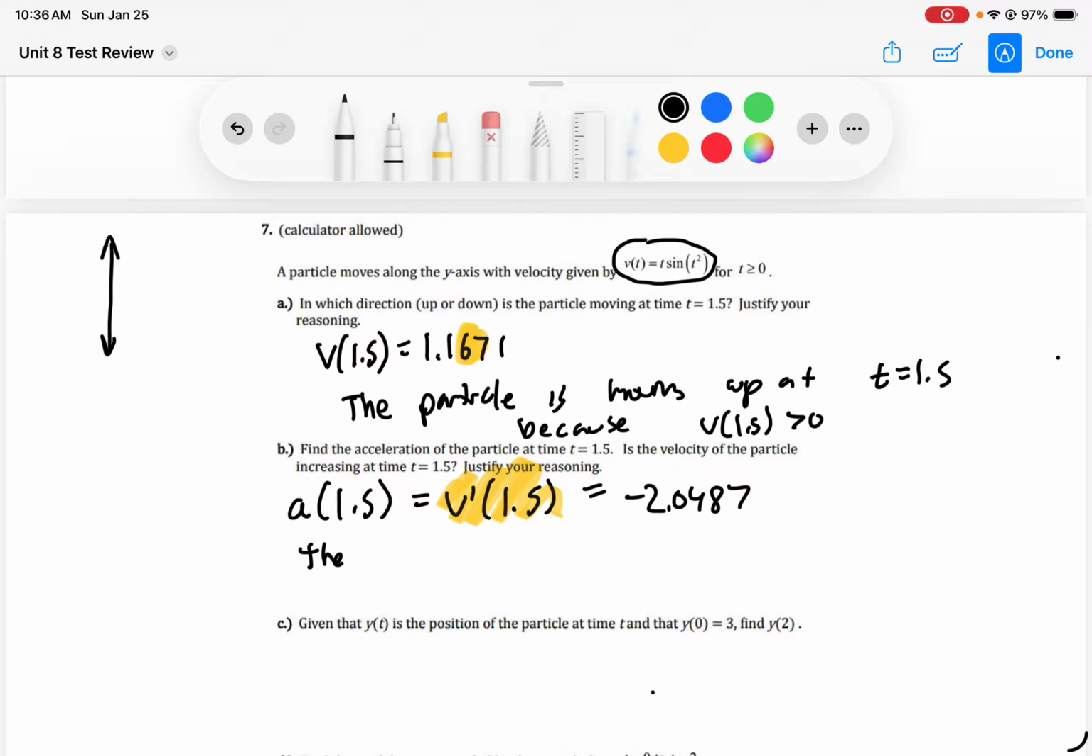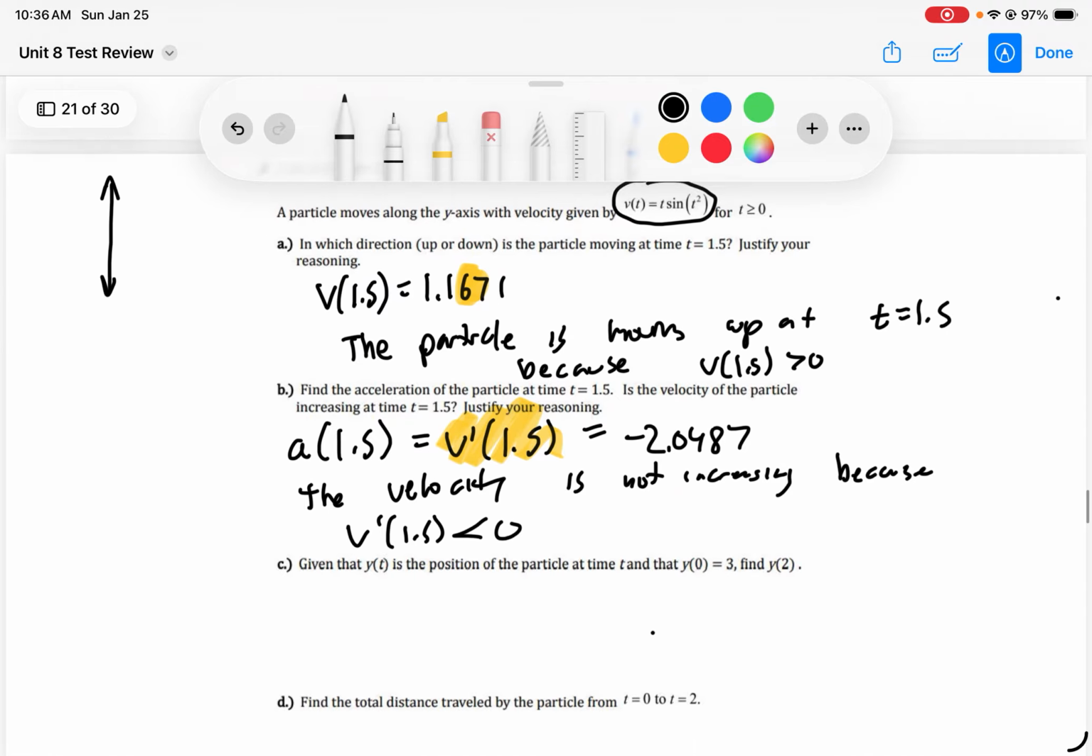And I'm going to say the velocity is not increasing. Just answer the question. Is it increasing? Yes or no? It is not. I know it's decreasing because the derivative is negative. And I'm going to say because v prime of 1.5 is less than 0. The way you can also say it is v prime of 1.5 is not positive. I think that's a good explanation there.